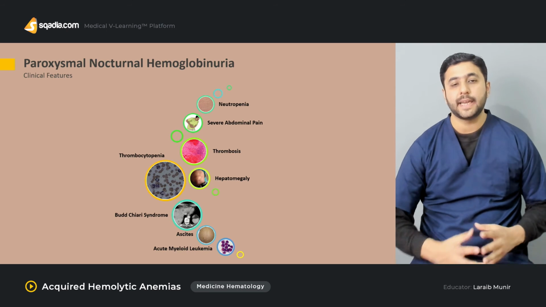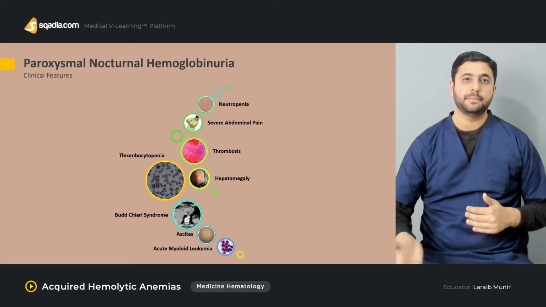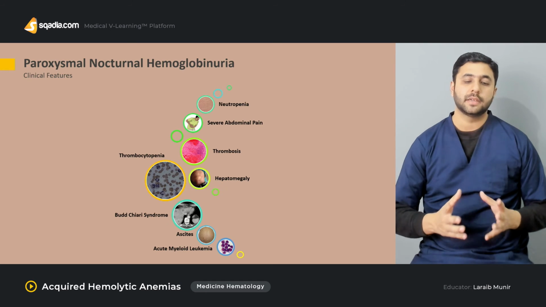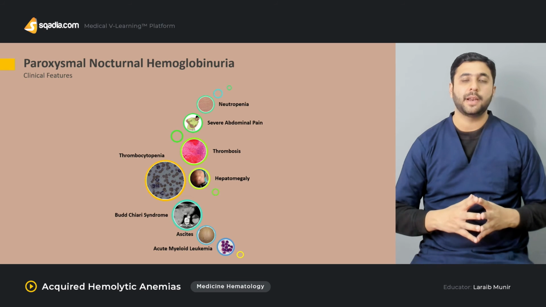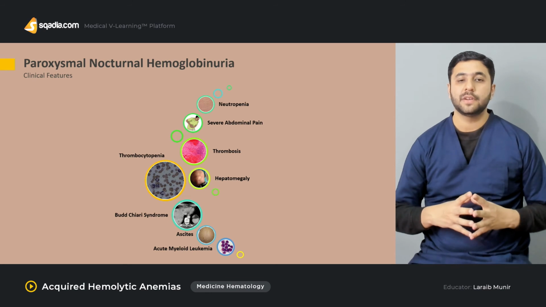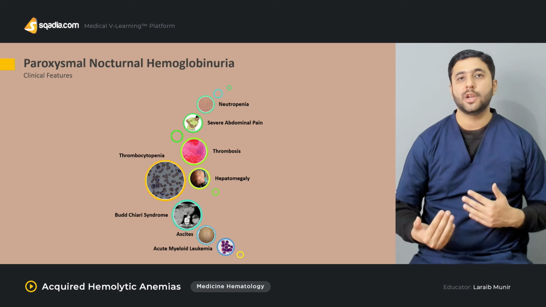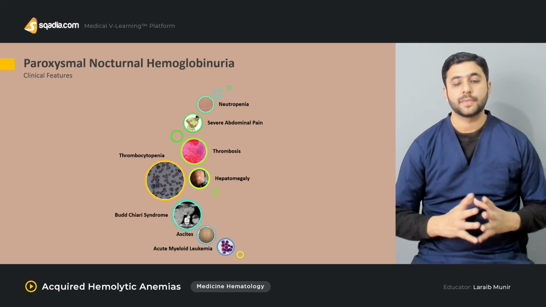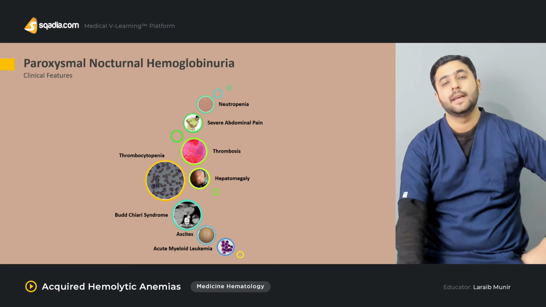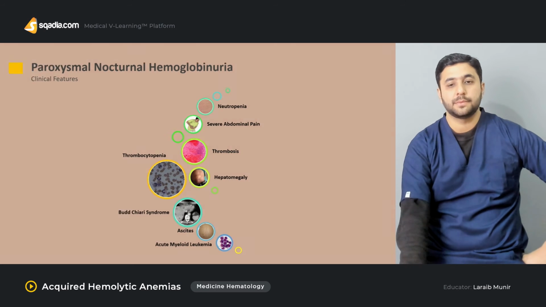And these patients with PNH are also prone over a lifetime. They have an increased risk of developing certain types of leukemia, specifically AML, or acute myeloid leukemia. So anyone with PNH should be screened periodically over a period of years for acute myeloid leukemia, because they have a generally increased risk of development of these types of leukemias.